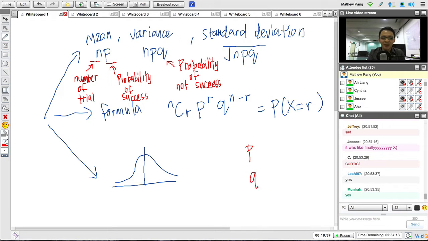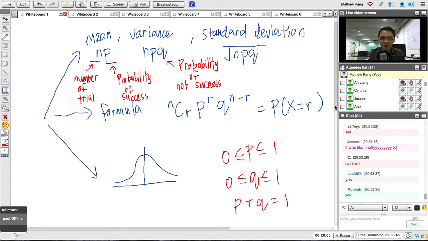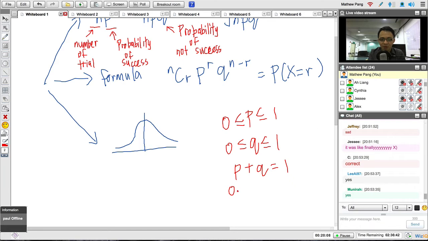Since P and Q are probabilities, first, I know P and Q are always between 0 and 1. You cannot get a value like 1.2 or 5 or 10. It is impossible to get a negative value for P or Q. And then P plus Q will always equal 1. Let's say the probability of success is 0.4. This is P. So I know Q will be 0.6, because P plus Q always needs to be 1.